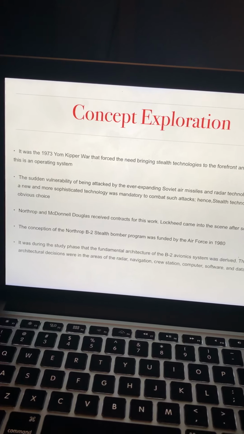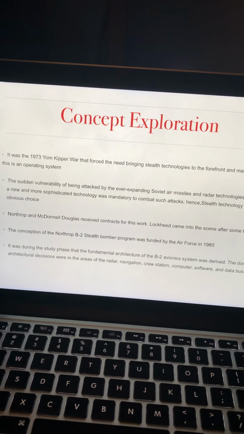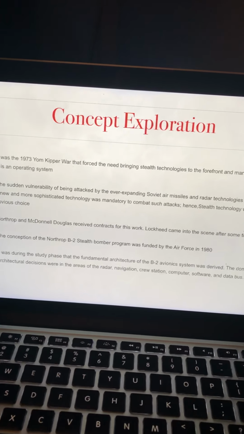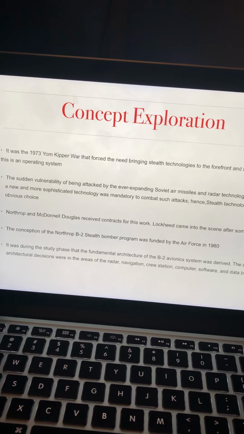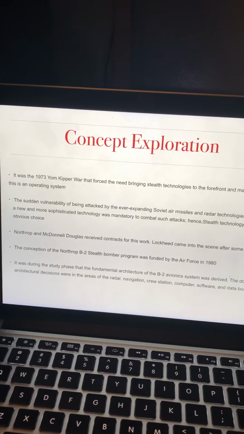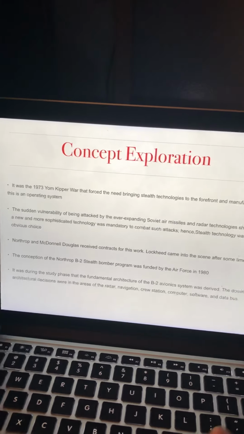So Northrop and McDonnell Douglas received contracts for this work. Lockheed came into the scene after some time. The conception of the Northrop B-2 stealth bomber was funded by the Air Force in 1980. It was during the study phase that the fundamental architecture of the B-2 avionics was derived. The dominant architectural decisions were in the areas of radar, navigation, cruise station, computer software, and data bus.